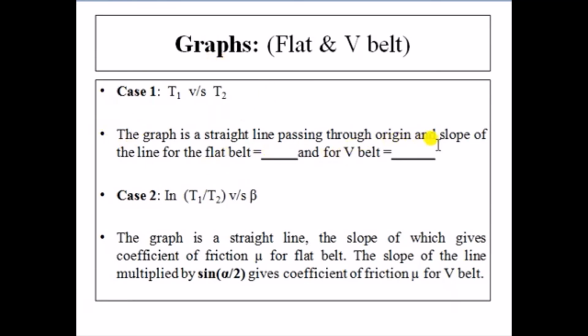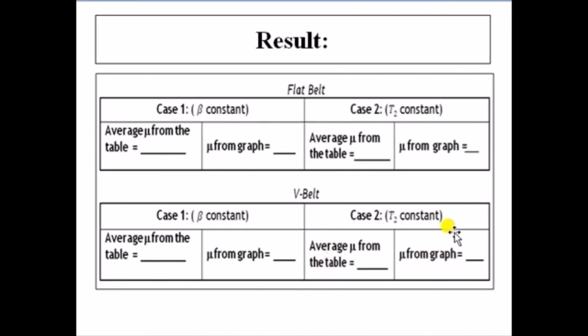and we have to make sure that in the first case it should be a straight line passing through the origin, and the slope of the line will be the coefficient of friction. The graph here should be a straight line, the slope of which gives the coefficient of friction mu for the flat belt. The slope of the line multiplied by sine of alpha by 2 gives the coefficient of friction for the V belt. So the one which we get straightforwardly will be the coefficient of friction for the flat belt, and when we multiply it with sine of alpha by 2, we get the coefficient of friction for the V belt.